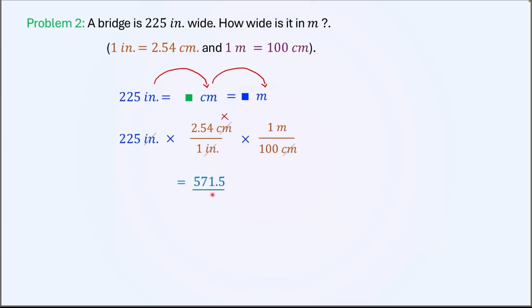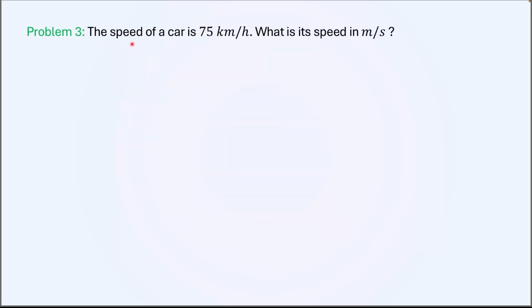571.5. Divided by 1 times 100 is 100. Now the unit is meter. Is equal to 5.715 meter. This has three significant figures. So round this number to three significant figures. You get 5.72 meter.